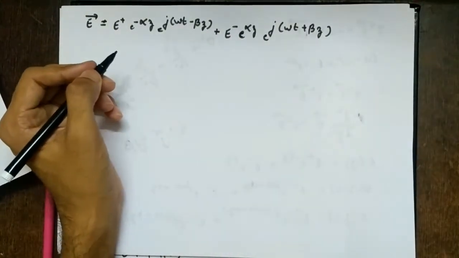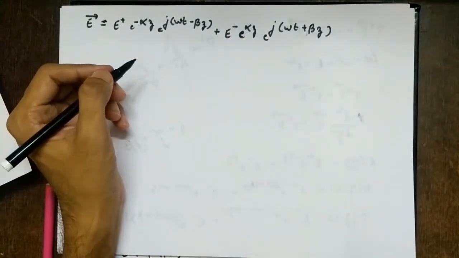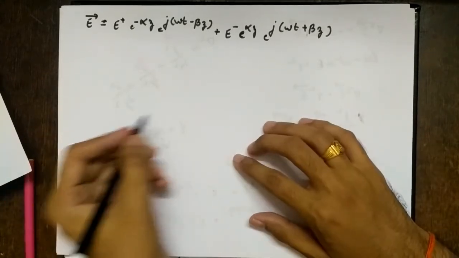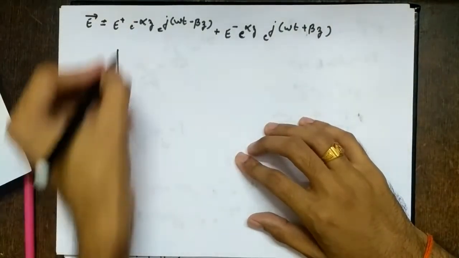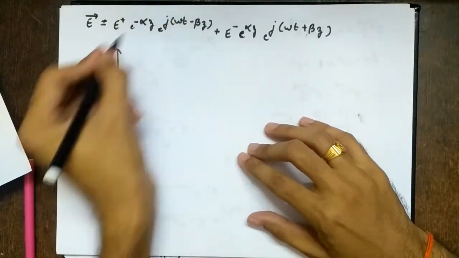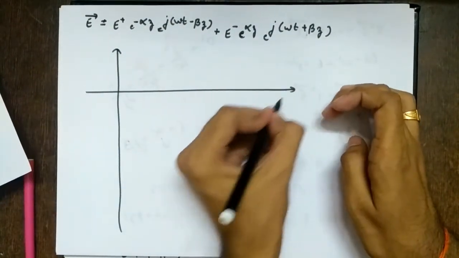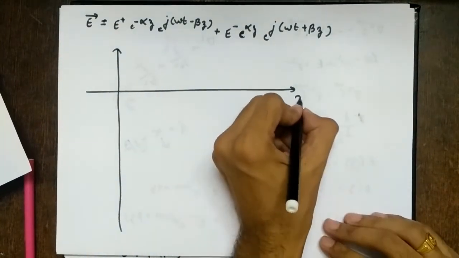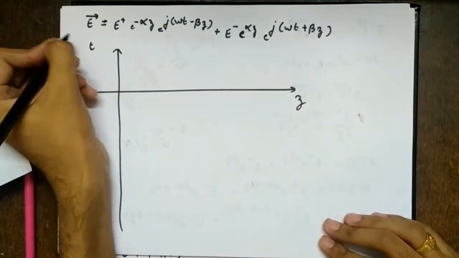So let's try to analyze this equation. As I said, don't just see the equations as mere mathematical equations. Try to understand what they are telling. Okay, so this is what we are trying to do, right? So let me draw a graph first. It is dependent on time because the t term is there, right? So let me say this is my z axis and this is my time axis.